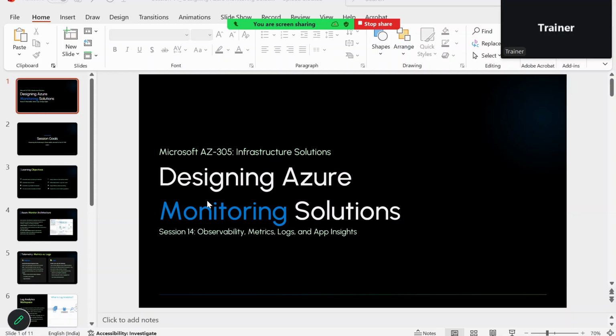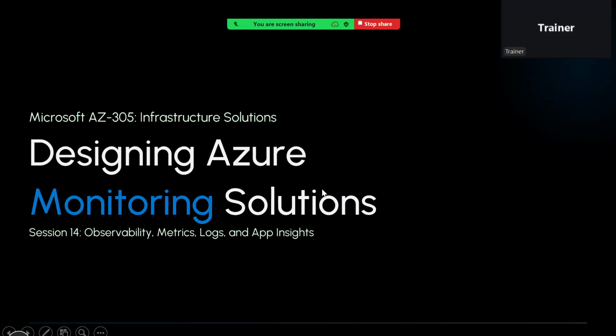Before we begin today's session, let's quickly recap what we learned in our last session. We covered business continuity, high availability, disaster recovery, Azure Backup, Recovery Services vault, Azure Site Recovery, availability sets, availability zones, Azure Load Balancer and Azure Front Door. Most importantly, we learned that great architecture doesn't just recover from failure. It detects problems before users even notice them.